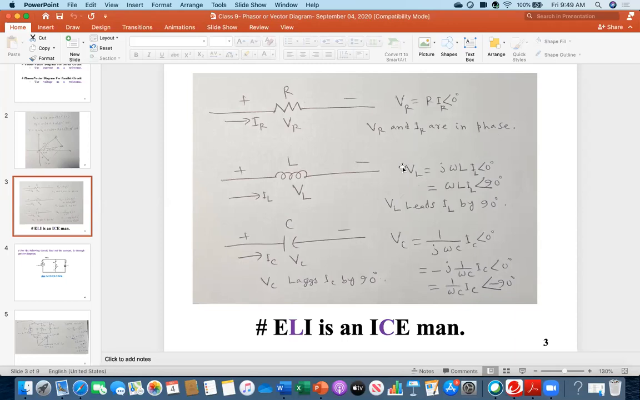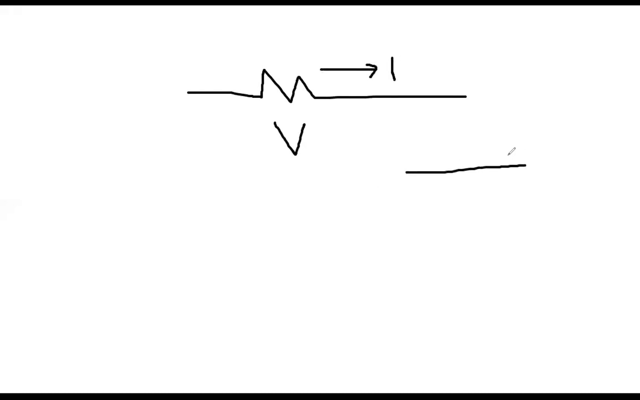Let me briefly take it. Everybody please see. When you have a resistance, for example, this is voltage and this is the current. Then if I plot it, if this is current, then on the same line it will be voltage, because we got V equal to R I angle 0 degree. That is the meaning.